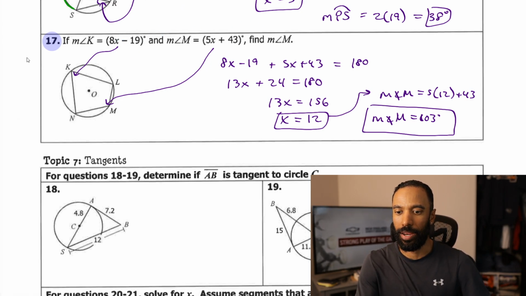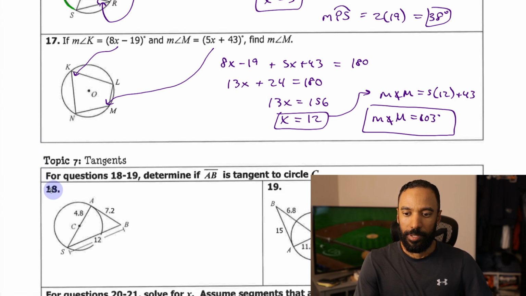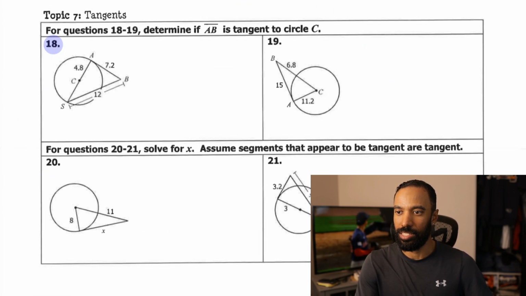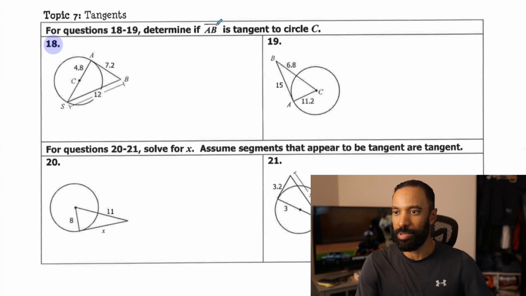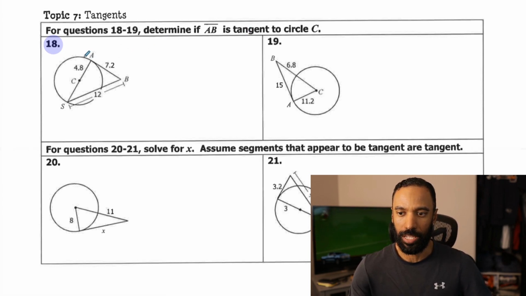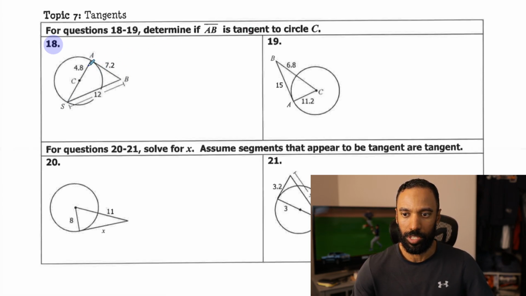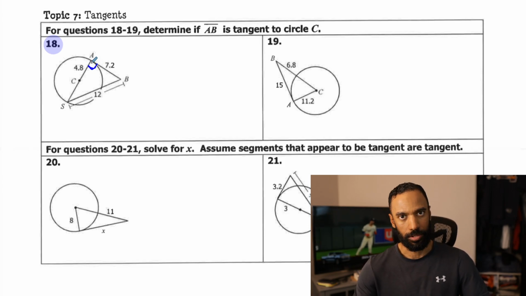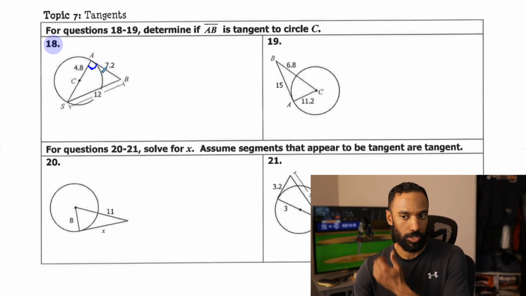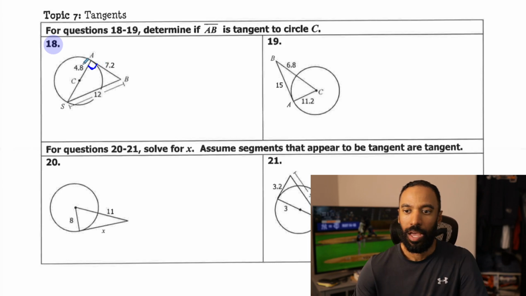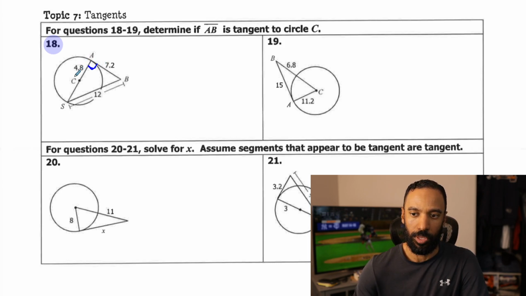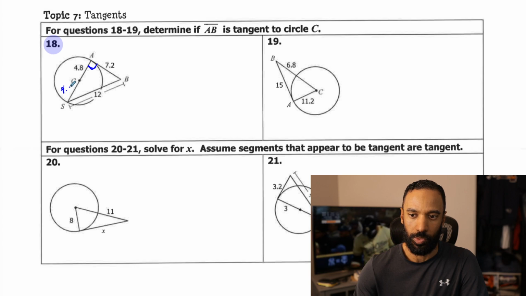All right. Topic 7 on tangents. Numbers 18 and 19: determine if segment AB is tangent to circle C. In order for it to be tangent to the circle, this must make a right angle. That's what radii and tangents do with each other, and we'll just stick to that right now. 4.8 looks to be the radius, so another 4.8 would exist right there.